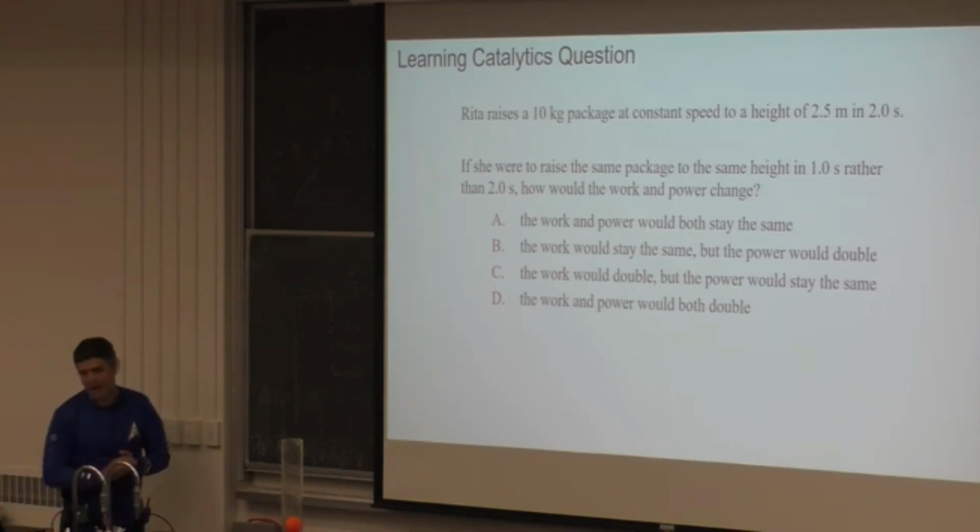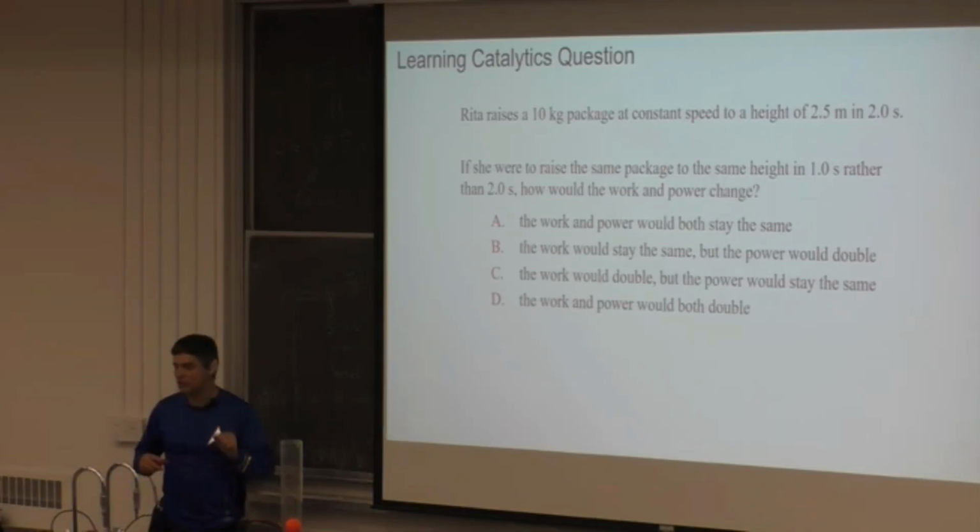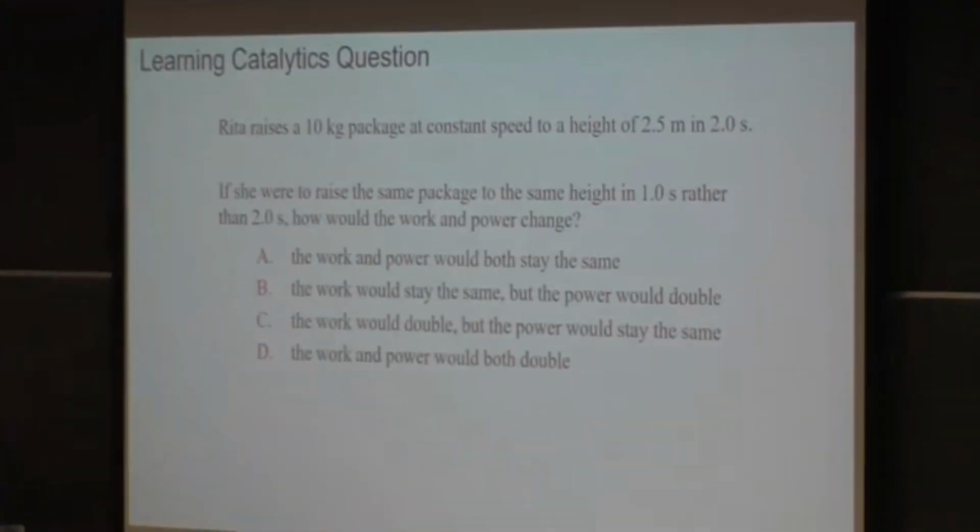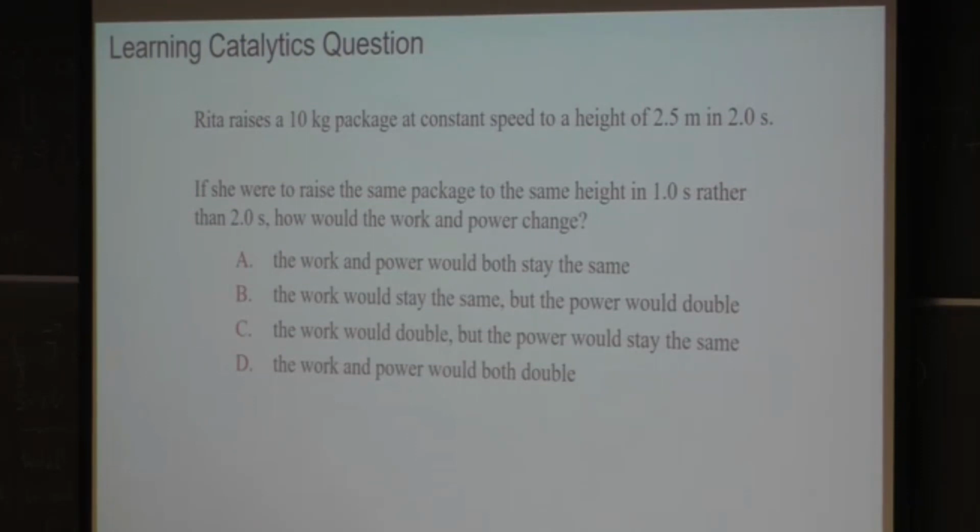Rita raises a 10 kilogram package at a constant speed to a height of 2.5 meters in 2 seconds. I think the assumption is she starts at 0 height and raises it up. If she were to raise the same package to the same height in 1 second rather than 2 seconds, how would the work change and how would the power change? I'm thinking something seems more when you do it faster, but let's see what you think. Think about that and click in and then you can discuss.